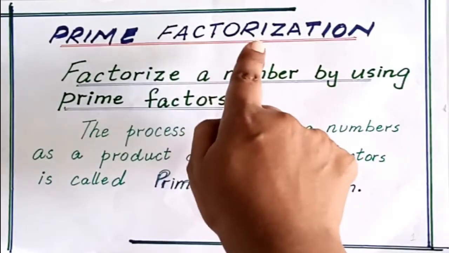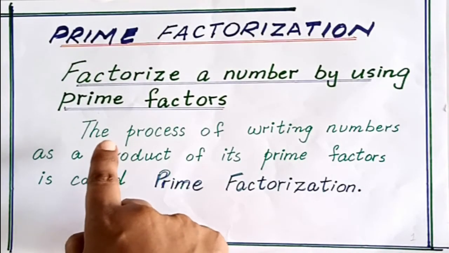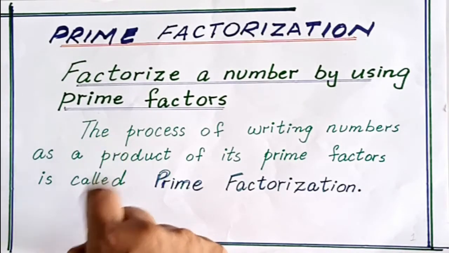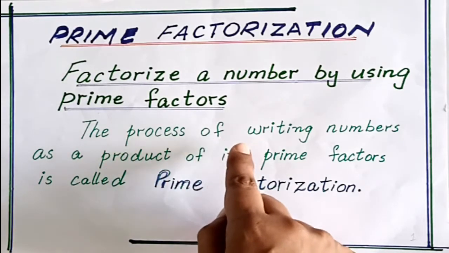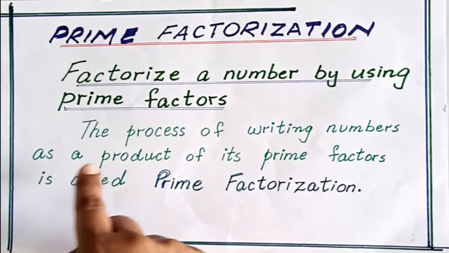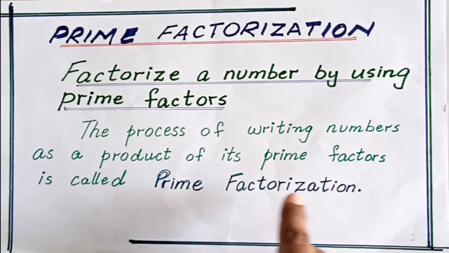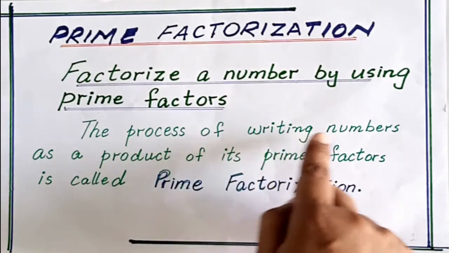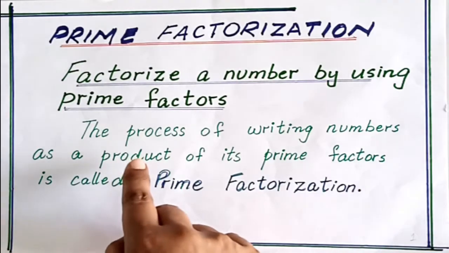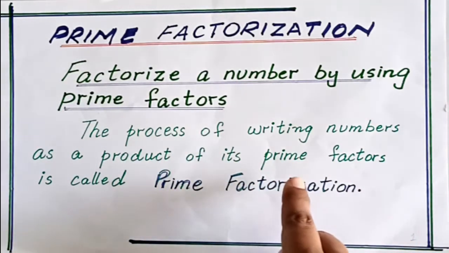What is prime factorization? Okay, students. Here I will tell you what prime factorization is. The process of writing numbers as a product of its prime factors is called prime factorization. I repeat again, the process of writing numbers as a product of its prime factors is called prime factorization.